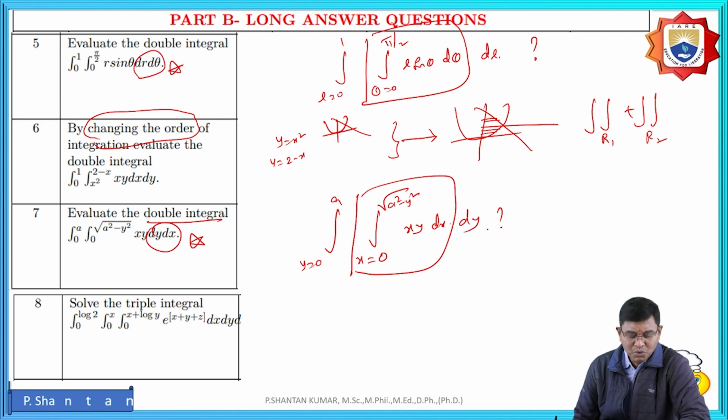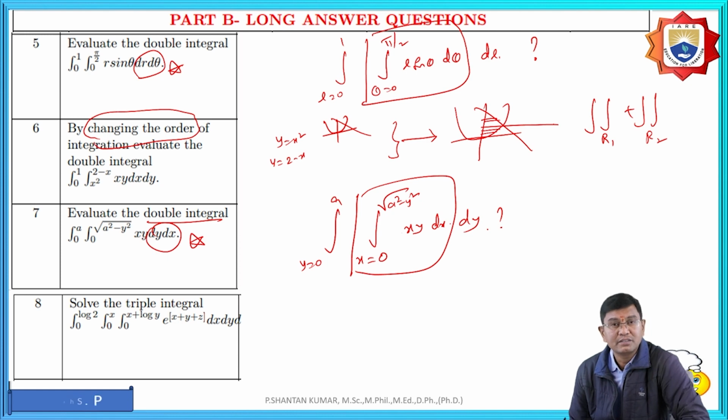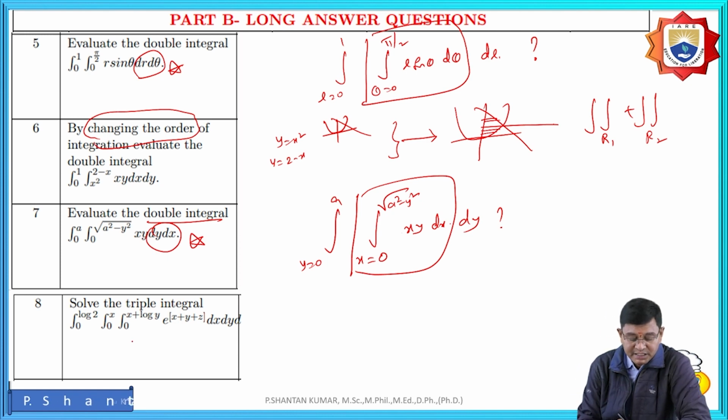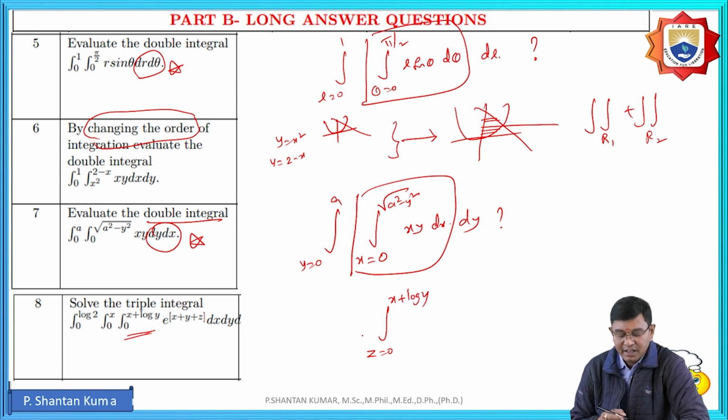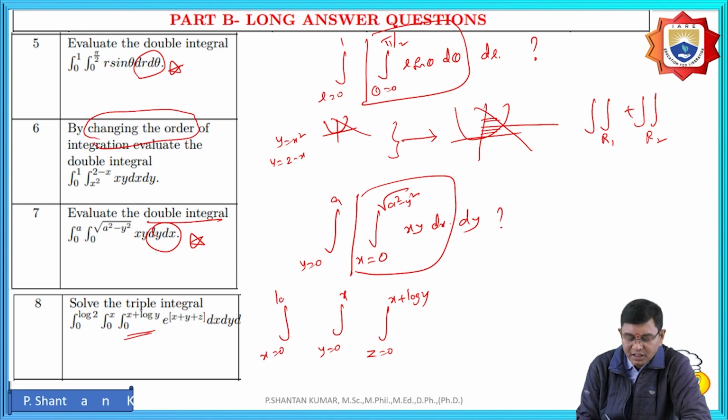And next one, solve the triple integration. Solve the triple integration under x, y, z. Here first is dx dy, the limits are x, y. That means we need to assume that z is equal to 0 to x plus log y. And again when z is over, the remaining part is x and also y. And moreover y is equal to 0 to x. And finally x is equal to 0 to log 2.